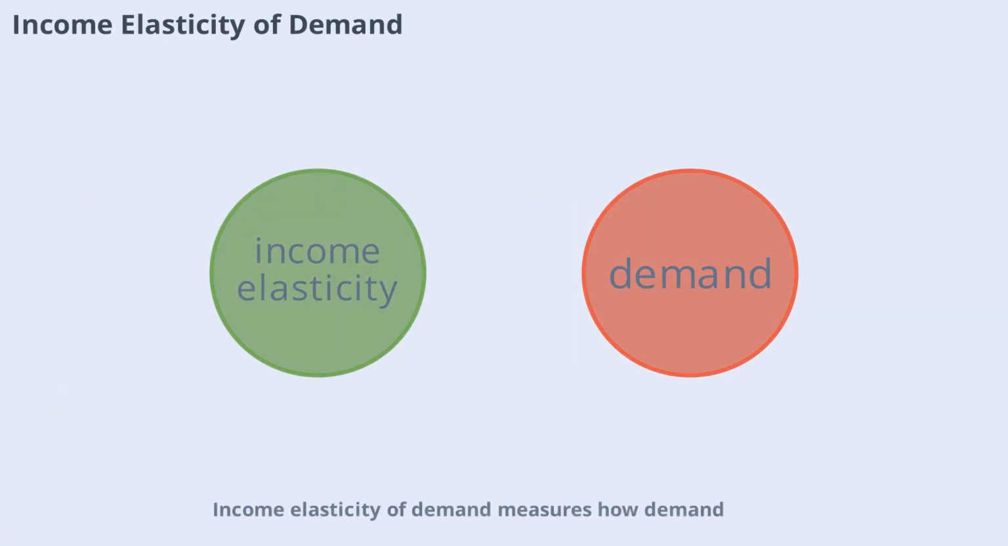Income elasticity of demand measures how demand changes as consumer incomes rise or fall. For normal goods, demand increases as income rises. For inferior goods, demand actually falls as people earn more and switch to higher quality alternatives. This concept helps businesses anticipate changes in demand as the economy grows or contracts.